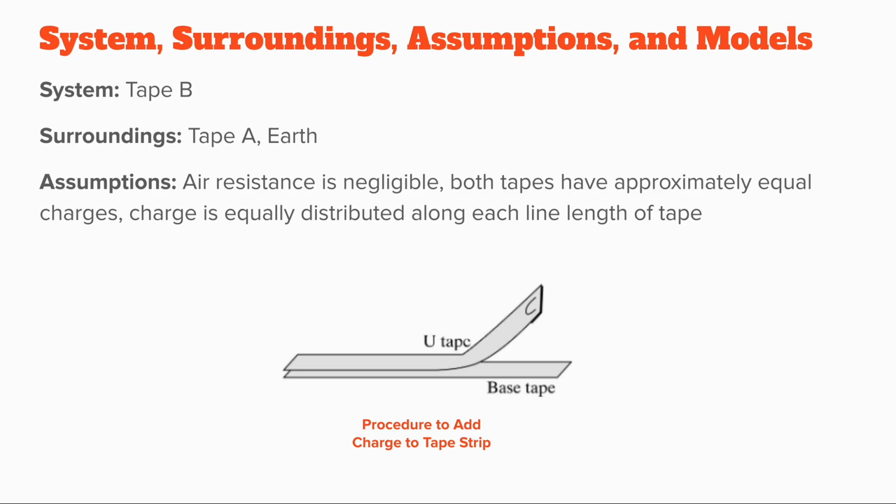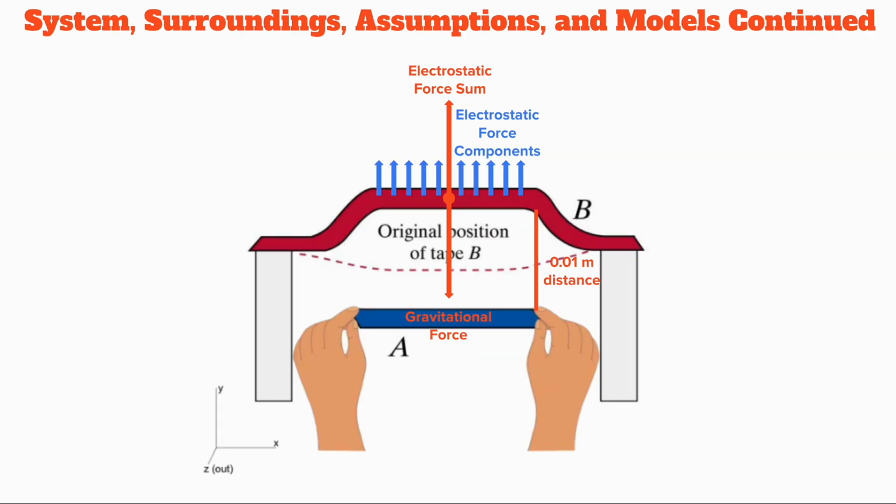To add charge to the tape strips, we stuck two pieces of tape together and ripped them apart. This process is represented below. This diagram represents the system and surroundings discussed in the previous slide, with tape B being the suspended tape piece and tape A being the held tape.